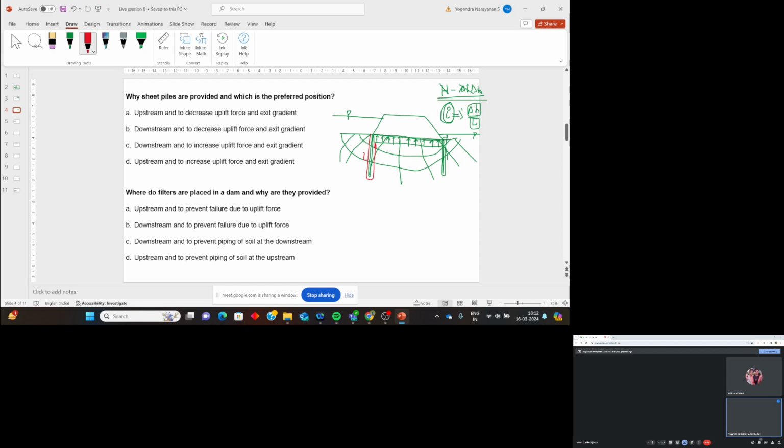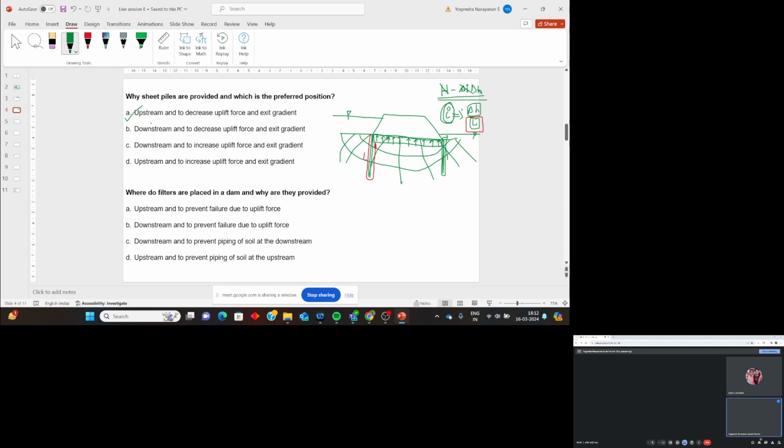Are you understanding? Now, without a sheet pile, L is relatively smaller, and if you provide a sheet pile, the water has to travel this entire length, which is an increase in length. You are increasing L, so I has to decrease. If I decreases, obviously uplift pressure will decrease. So always sheet piles are given upstream to decrease the uplift force and exit gradient.